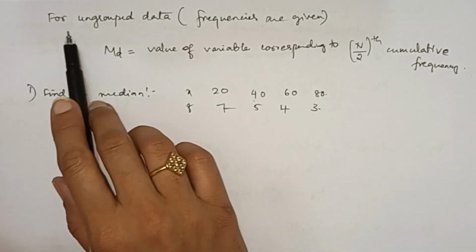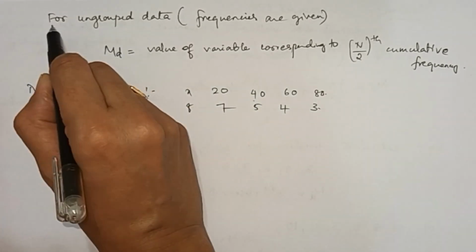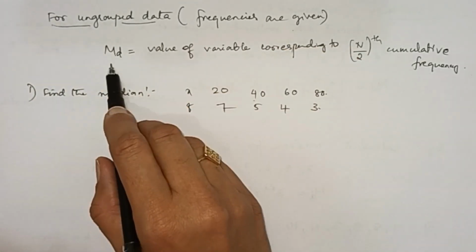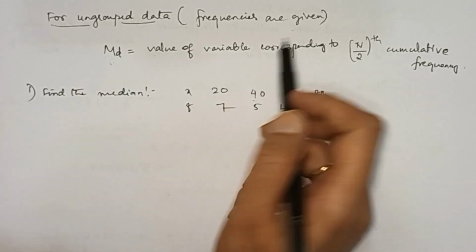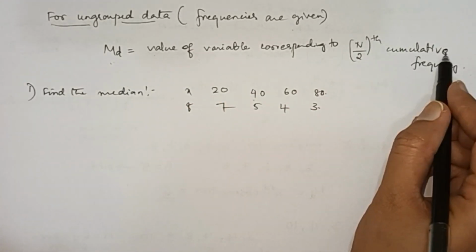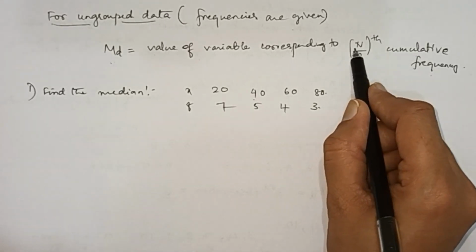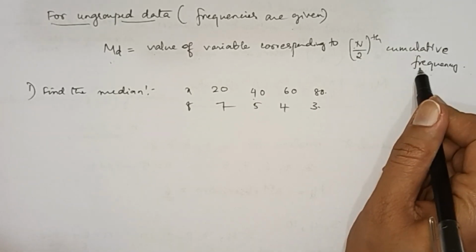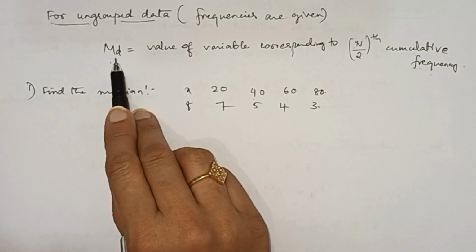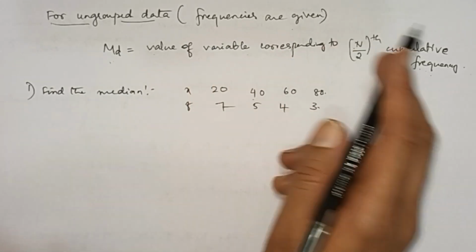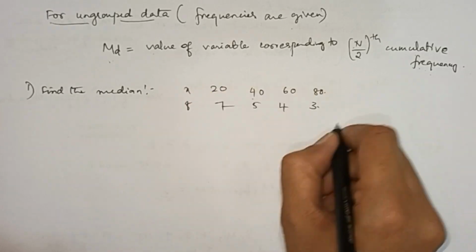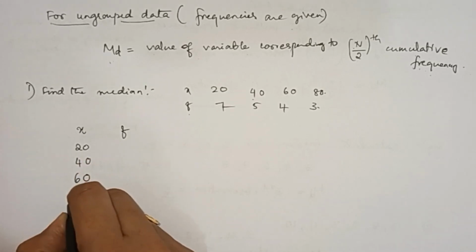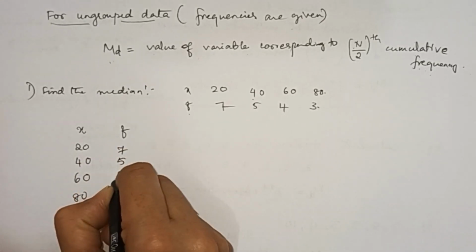Now let's see how to find the median for ungrouped data with frequencies, that is discrete data with frequencies. It is given by median equal to the value of the variable corresponding to the n by 2 cumulative frequency. N means total frequencies. Let us see what cumulative frequency is, how to find it, and then how to find the median for discrete data with frequencies. So here is the data given with frequencies. X: 20, 40, 60, 80. Frequencies: 7, 5, 4, 3.